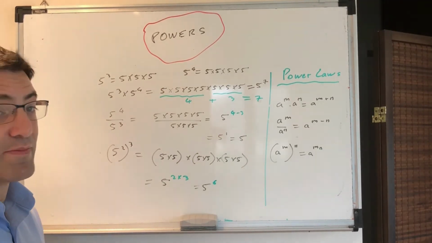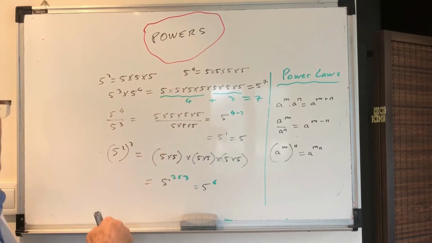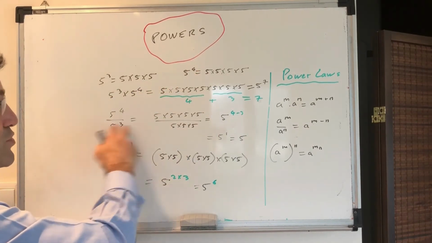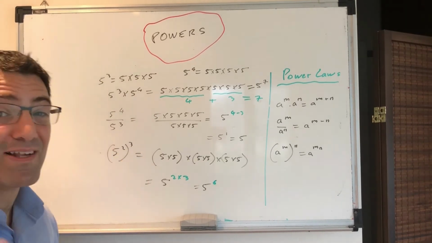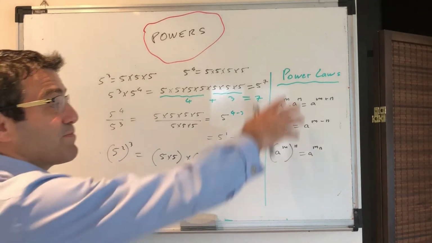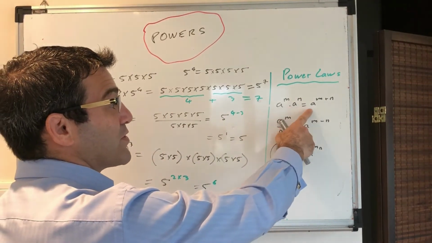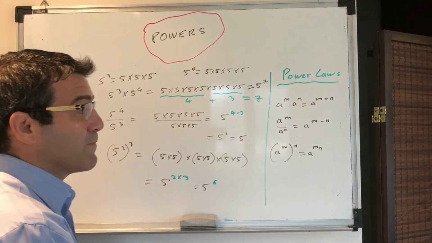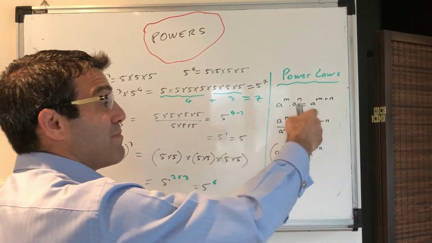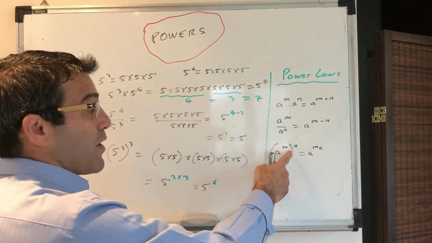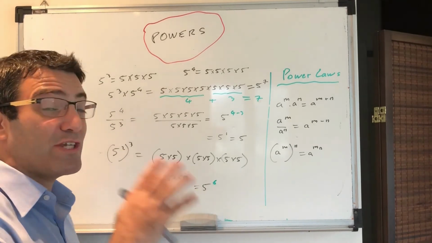So let me just recap that very quickly for you. When you're multiplying the numbers, you add the exponents. When you divide the numbers, you subtract the exponents. And when you do to the power, you need to multiply the exponents. So we have these power laws here. a to the power m times a to the power n is equal to a to the power m plus n. a to the power m divided by a to the power n is equal to a to the power m minus n. And then a to the power m to the power n is equal to a to the power mn.